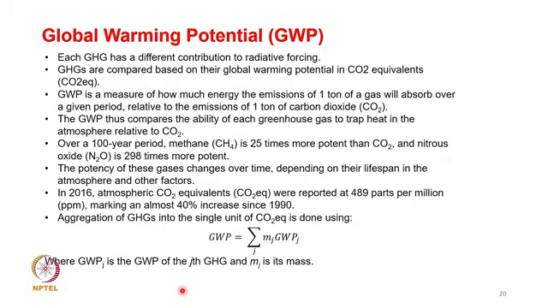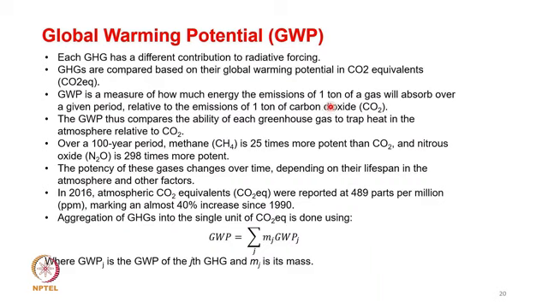So how do we compute the global warming potential? When we work with gases, every gas has a different corresponding global warming potential. Each greenhouse gas has a different contribution to radiative forcing. Greenhouse gases are compared with the global warming potential in CO2 equivalents, as we see here.